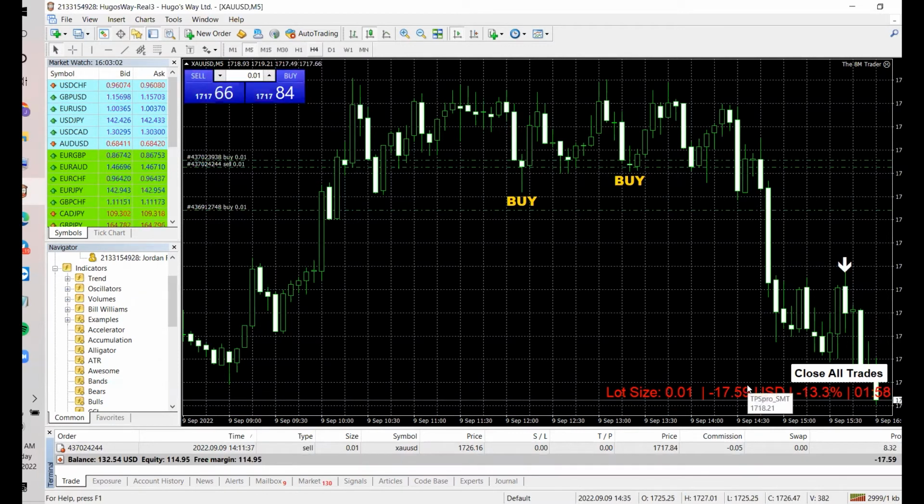Yes, we have a little bit of drawdown right now, and that's scary. But again, we have to understand that every day in this market is going to be completely different. We are going to have winning days. We are going to have losing days. We're going to have winning trades. We're going to have losing trades. That is just a fact in this market.